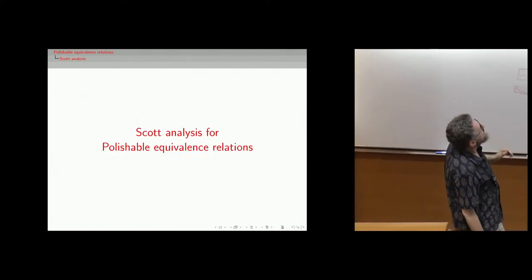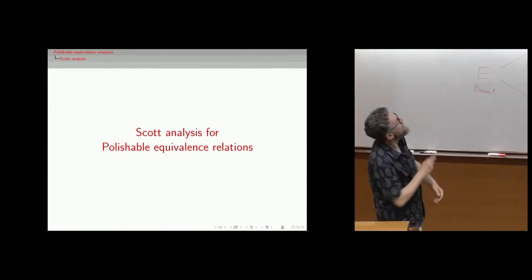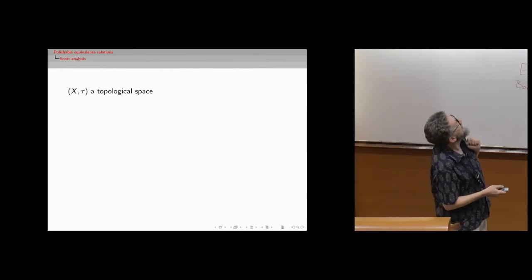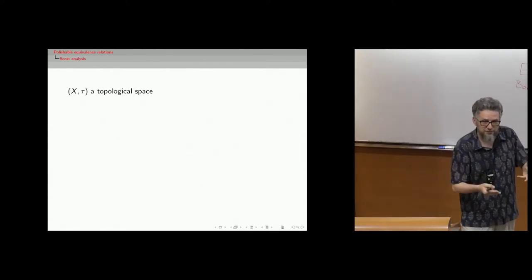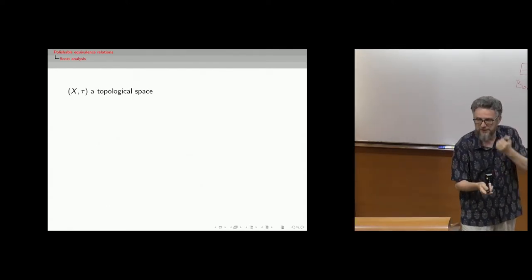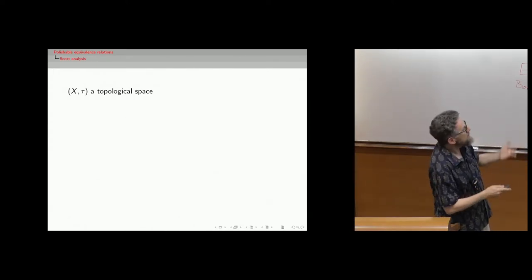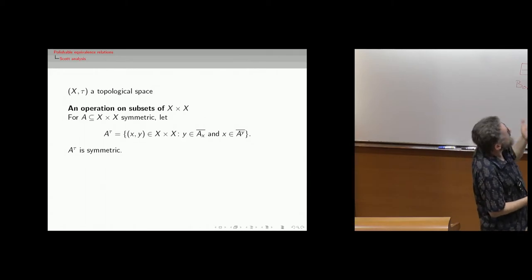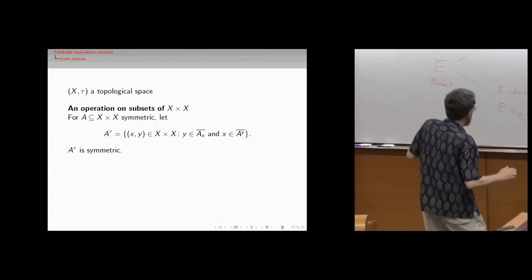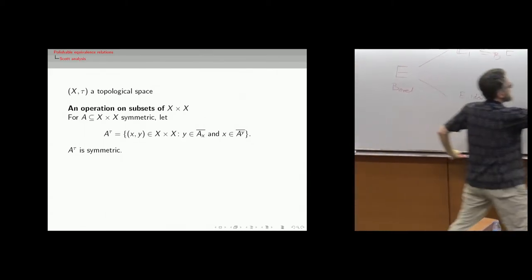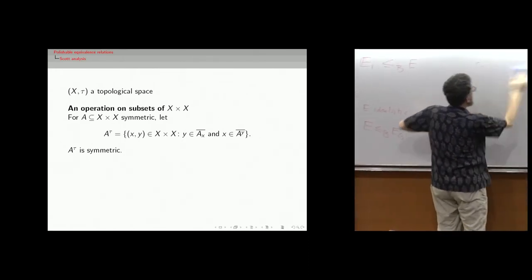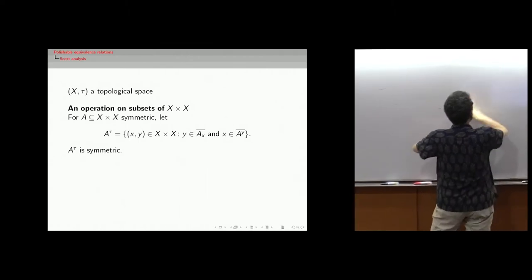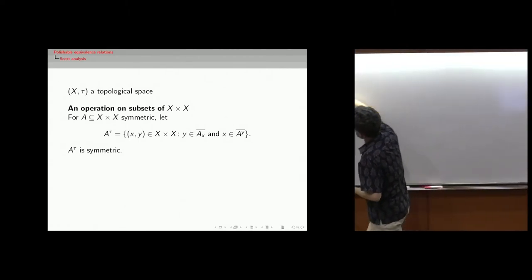Okay. So Scott analysis. So what is this Scott analysis? So again, I want an algorithm, a procedure that will approximate my equivalence relation by some simpler equivalence relation. And it's very strange because I just make some guesses that then turn out to work. And in concrete situations, they actually give what one produced before.